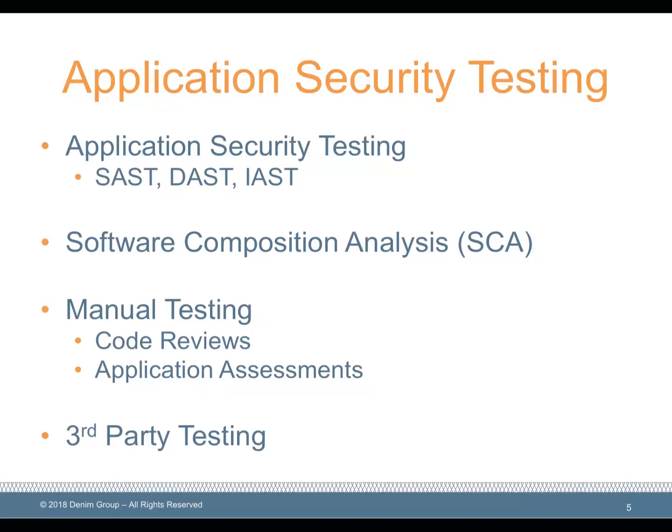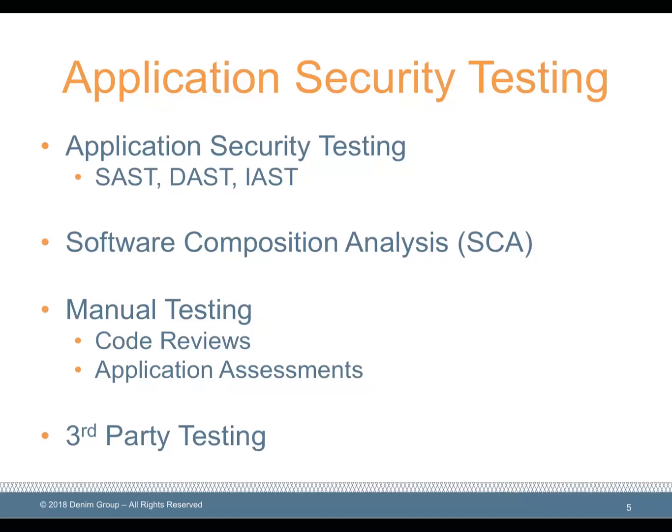We've also seen tremendous uptake in the past couple years of software composition analysis. That's looking at tools like Black Duck or Sonatype, which look at the open source components that are included in your application software and notify you when you're using components that have known vulnerabilities.